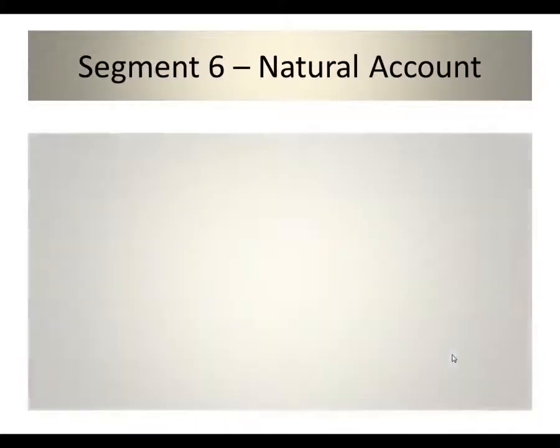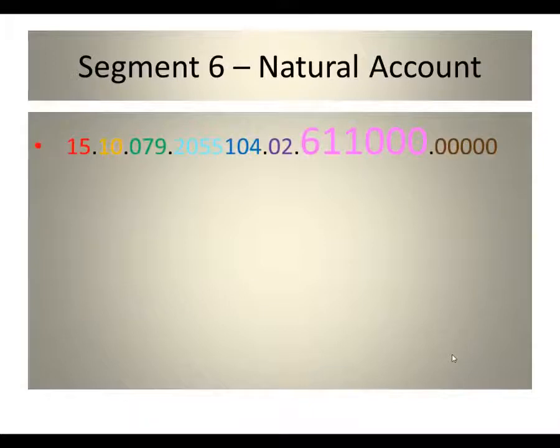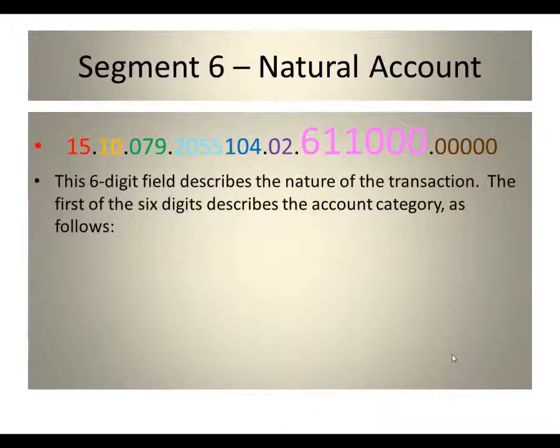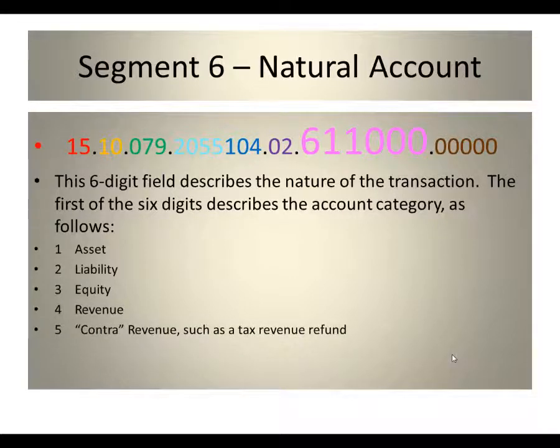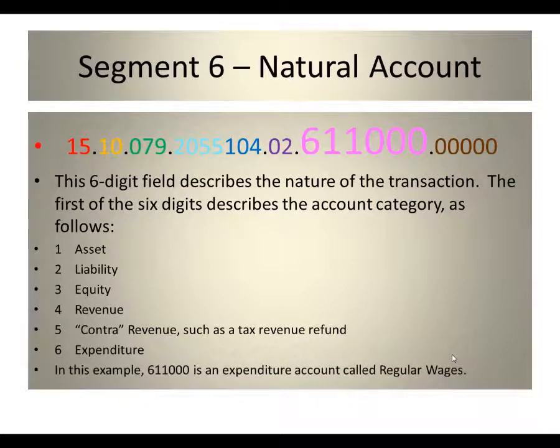The sixth segment of our account number, shown in pink in the example, is a 6-digit field. This segment, known as the natural account, describes the nature of the transaction. The first digit of this segment describes the account category as follows: 1 for an asset, 2 for a liability, 3 for an equity, 4 for a revenue, 5 for a so-called contra revenue, such as a tax revenue refund, and 6 for an expenditure. In our example, the number 611000 indicates that this is an expenditure account, specifically the expenditure account called regular wages.